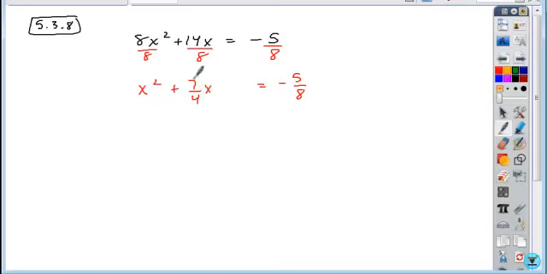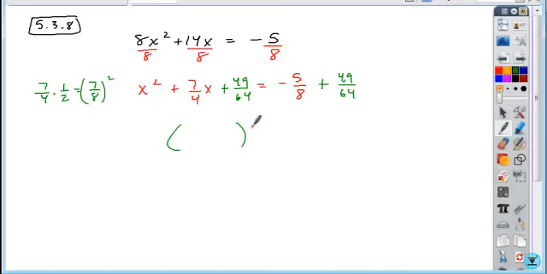To complete the square, I take half of my b value, half of my first degree term's coefficient. So to find that, if your coefficient is a fraction, just multiply it by 1/2. That allows you to find half of it. So that's 7 over 8, and then we're going to square that value. So when we square 7 over 8 and add it to both sides, we square the 7, square the 8, and we add that same value to both sides of the equation to maintain its balance.